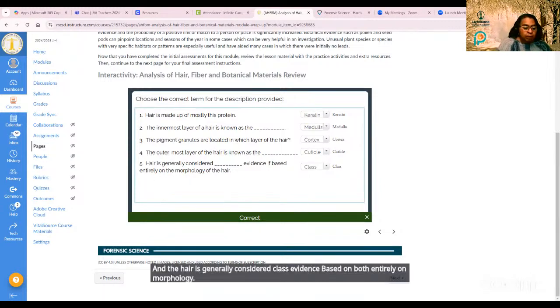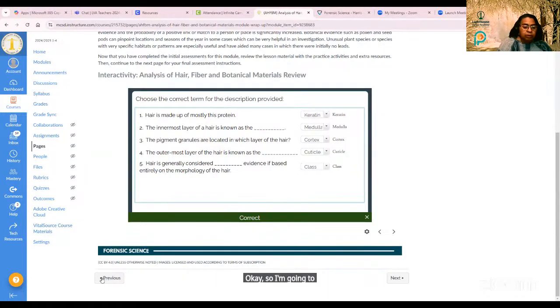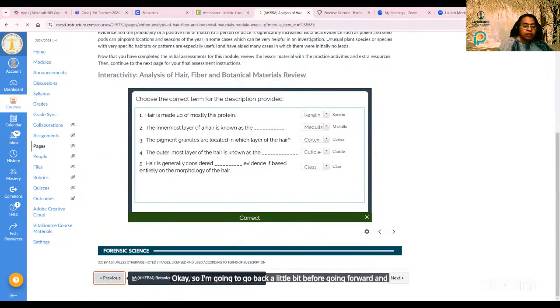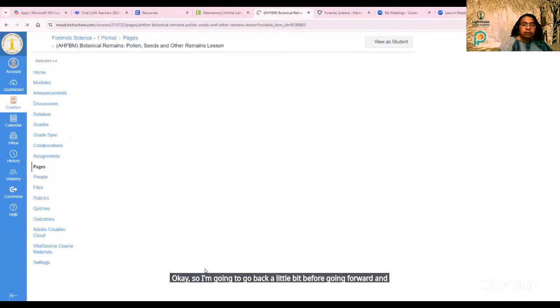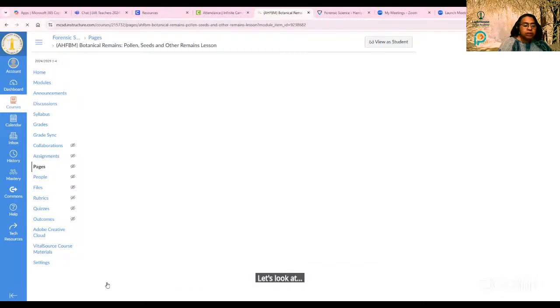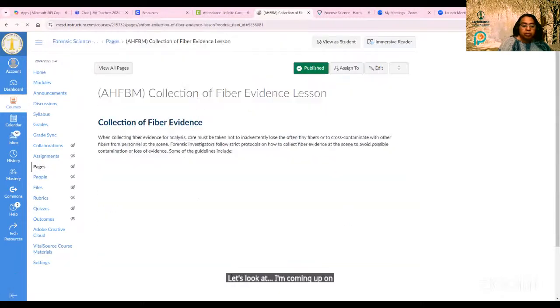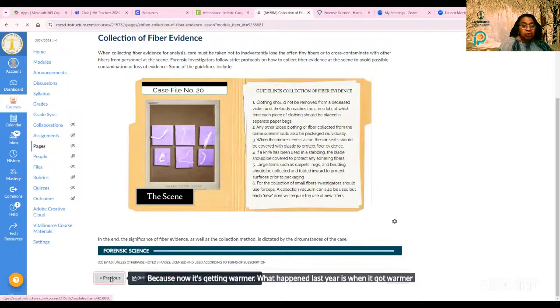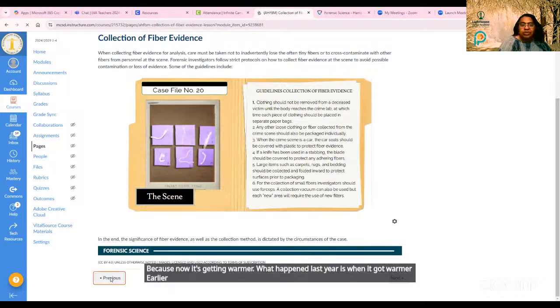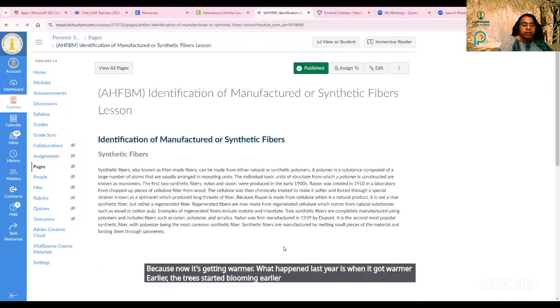Okay, so I'm going to go back a little bit before going forward, and let's look at. We're coming up on pollen season because now it's getting warmer. What happened last year is when it got warmer earlier, the trees started blooming earlier, so the pollen started coming up earlier.